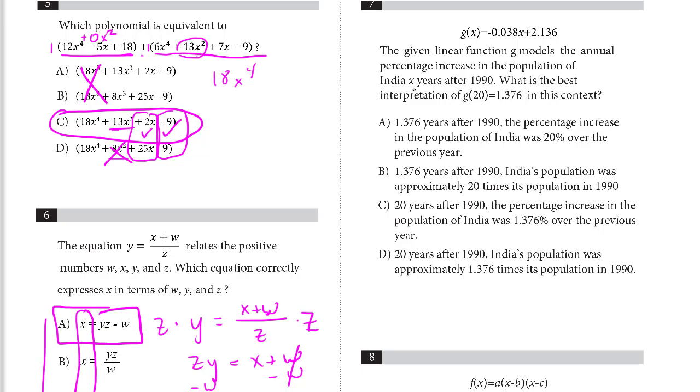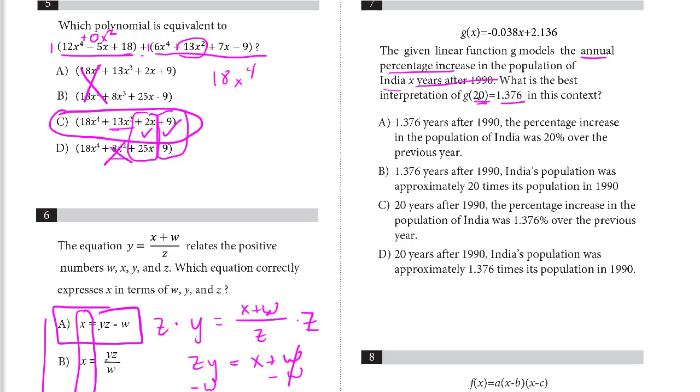Number 7, g of x equals 0.038x plus 2.136. The linear function g models the annual percentage increase in population of India x years after 1990. So 1990 is time 0, or x equals 0. What is the best interpretation of g of 20? Well, that'll be 20 years later, or 2010, equals 1.376. Well, again, g is the annual percentage increase in India's population.